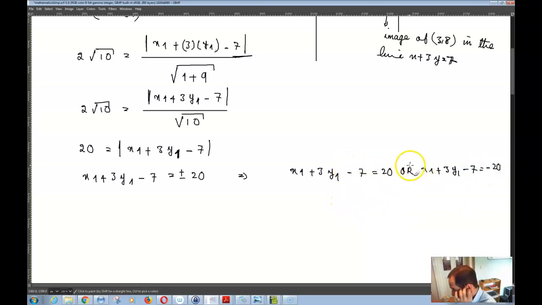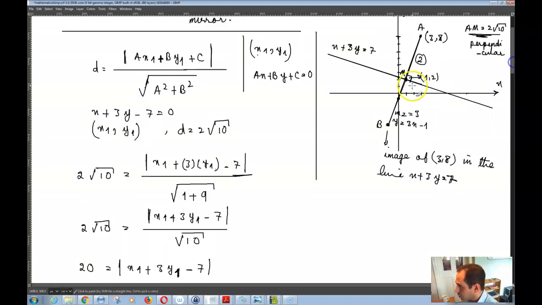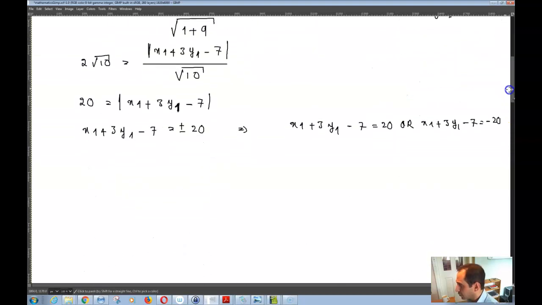And then you have these two cases over here. That gives you some relationship between x1 and y1. Then we can use it to find the coordinates of this point using the equation of this line, which we already have. So over here, this is x1 plus 3 times y1. Now this 20 comes to the other side, becomes negative 27.